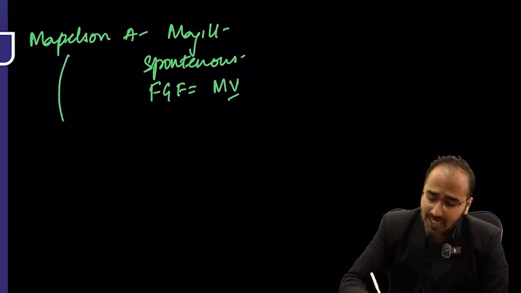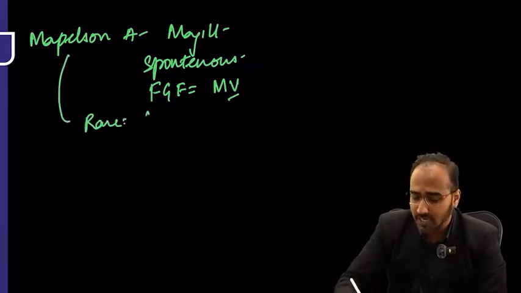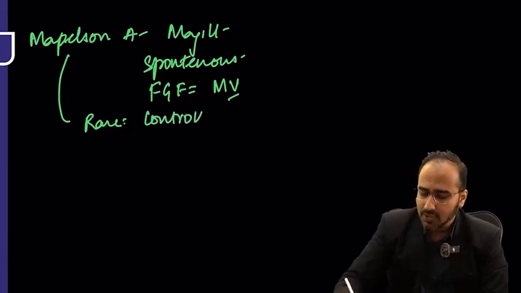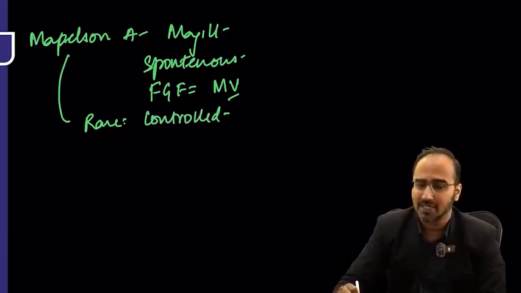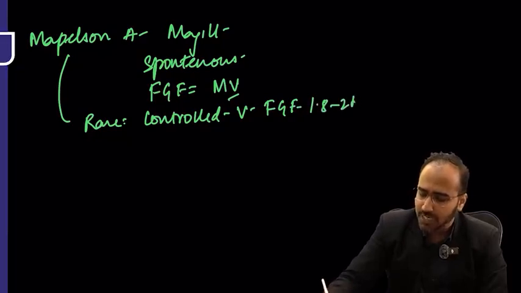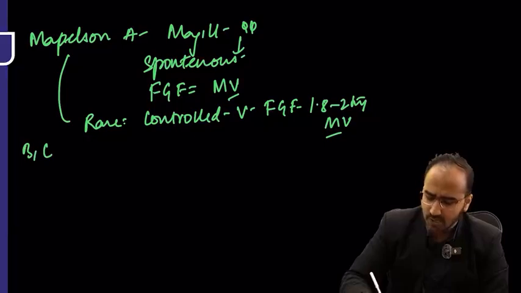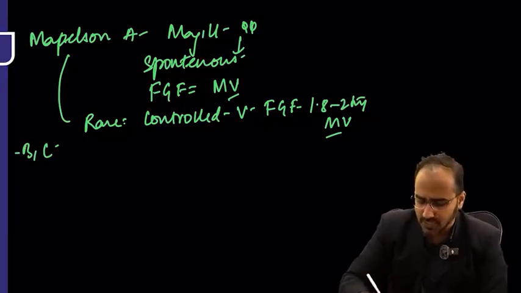But in rare cases, if you use Mapleson A for control, meaning ventilator controlled ventilation, then the fresh gas flow should be 1.8 to 2 times the minute volume. Okay? Remember, it is a circuit of choice for spontaneous. B and C are not used. These are used for transportation.